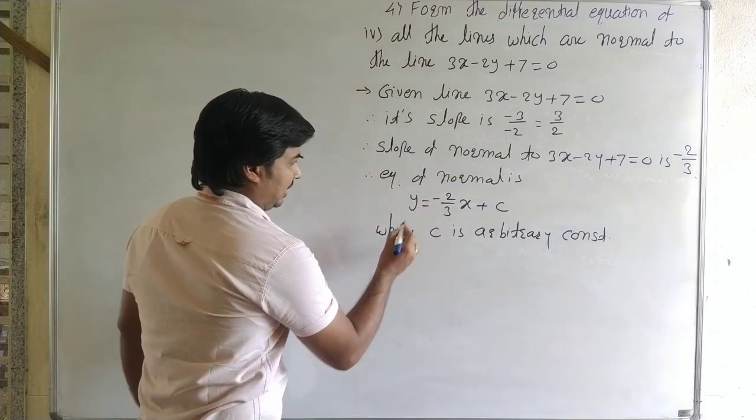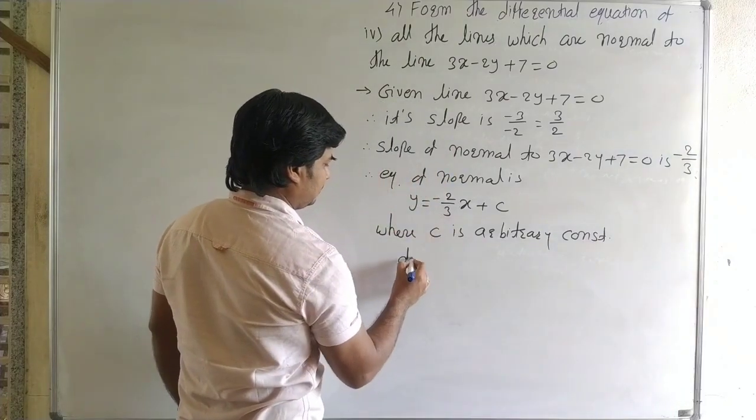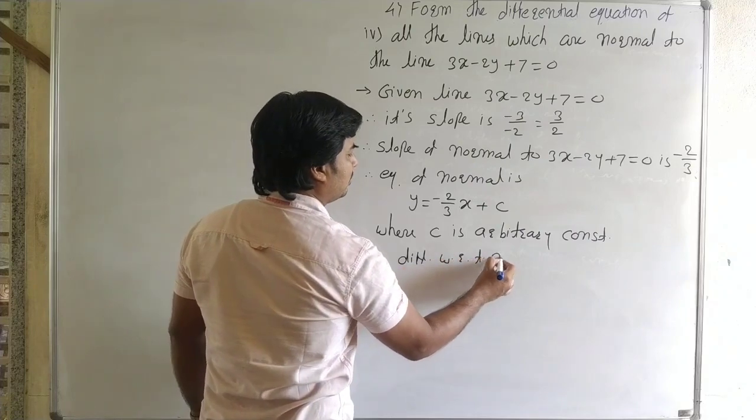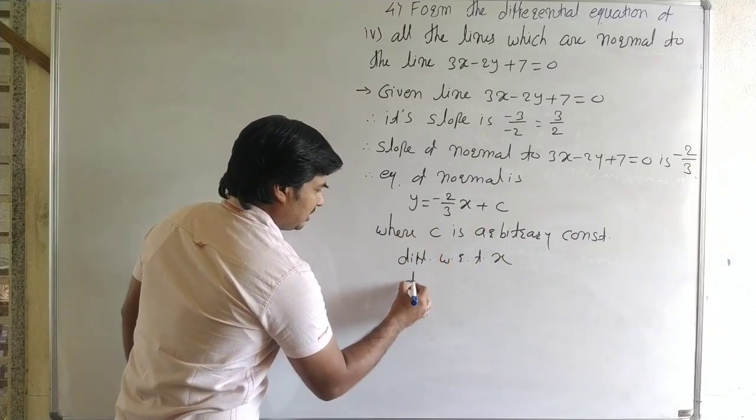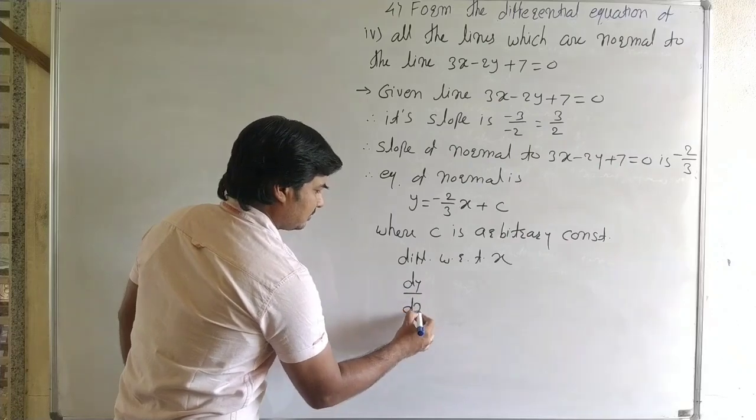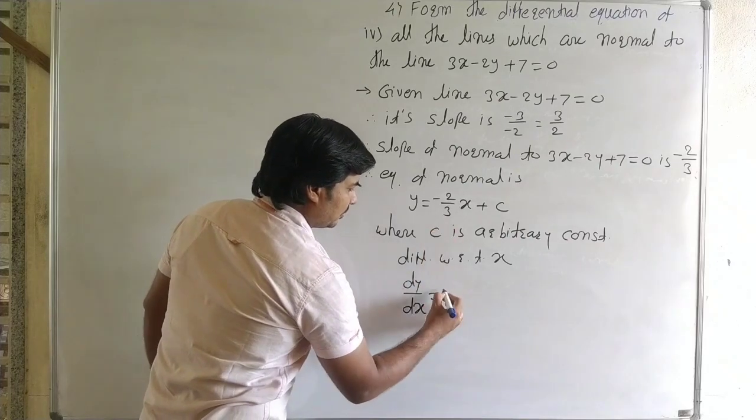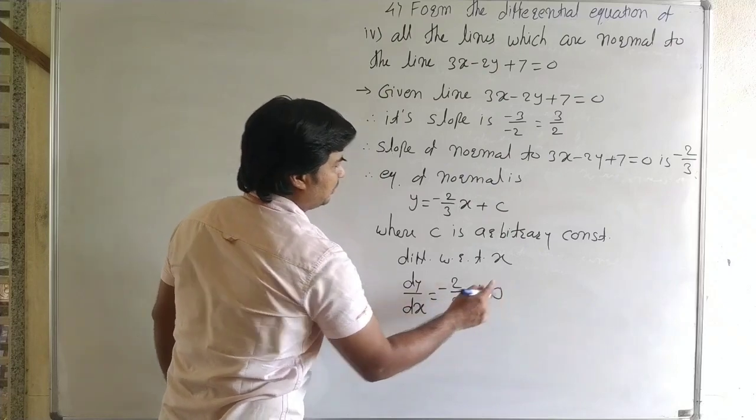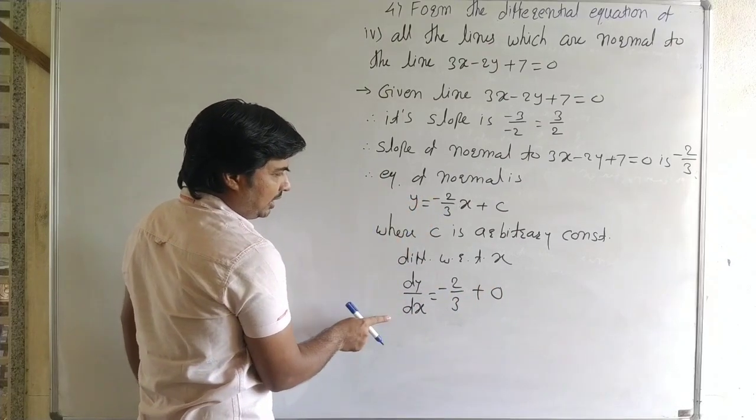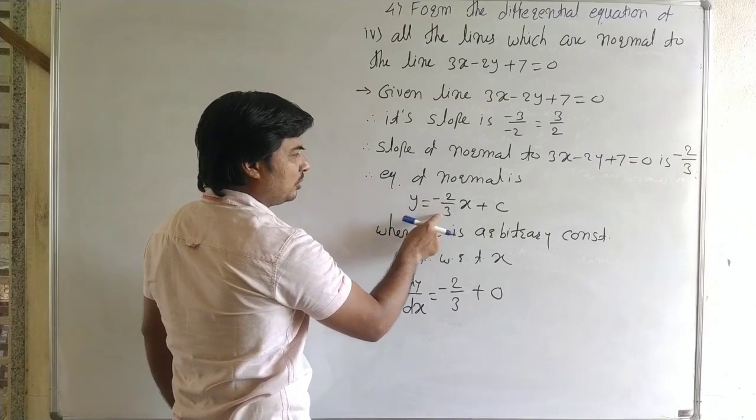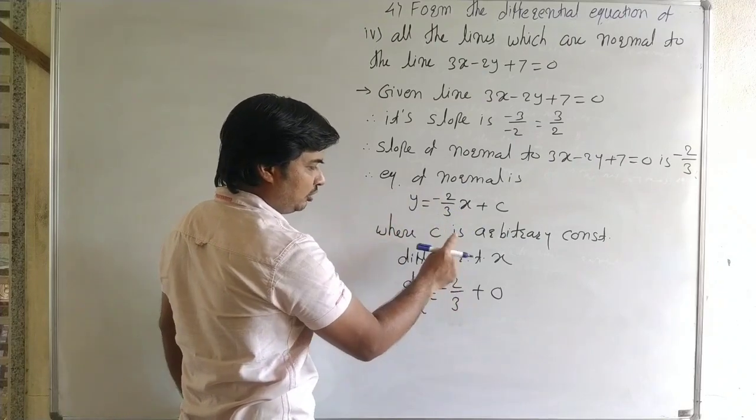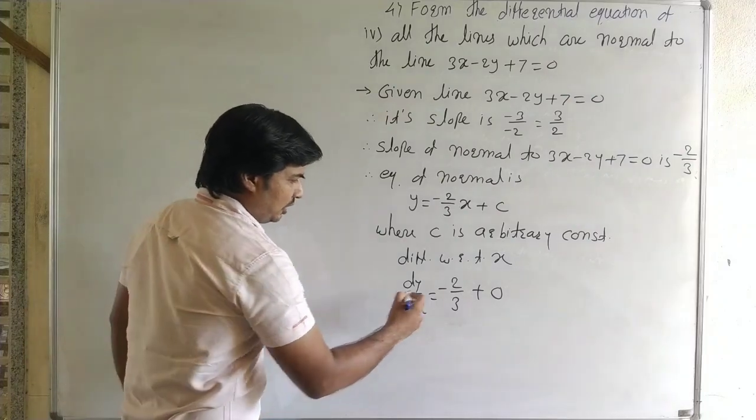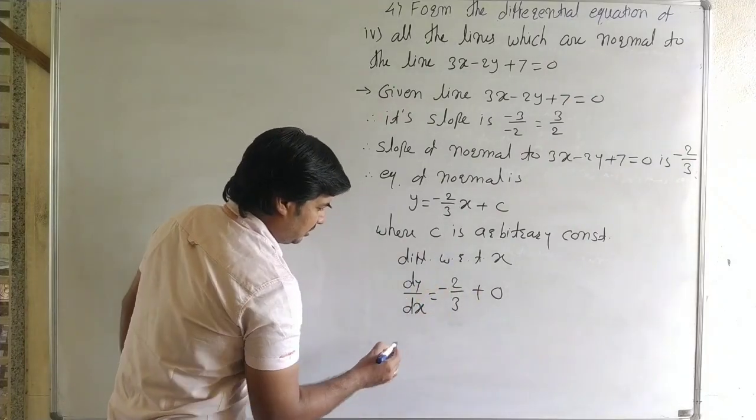Okay. And then differentiate this equation with respect to x. dy by dx is equal to minus 2 by 3 plus 0. The derivative of y is dy by dx. The derivative of minus 2 by 3 x is minus 2 by 3, because the derivative of x is 1. And c is a constant, therefore the derivative of c is 0. And then it is our required differential equation.